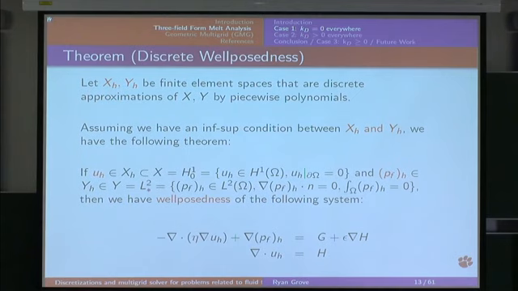Similarly, we also have discrete well posedness. Just a few things to talk about here. We're going to let Xh and Yh be finite element spaces that are discrete approximations of X and Y by piecewise polynomials. So, like I said on the last slide, assuming that we have an inf-sup condition between Xh and Yh, we also have well posedness in the discrete sense.